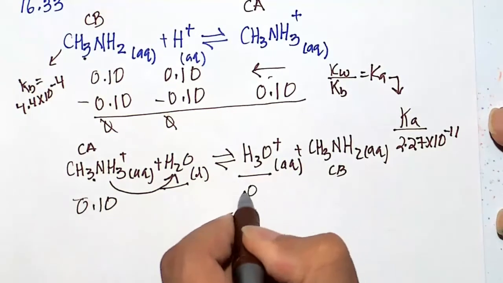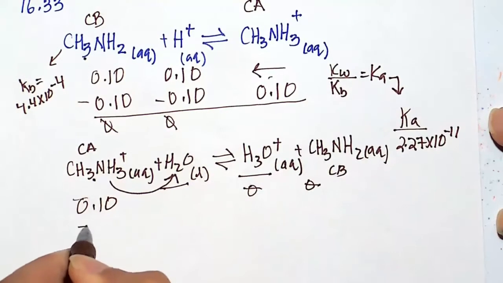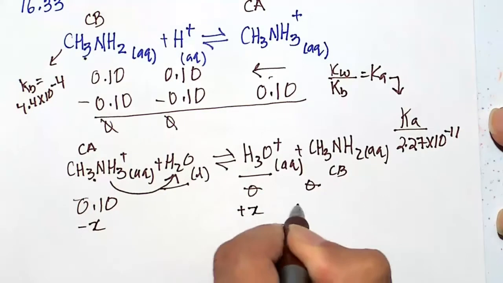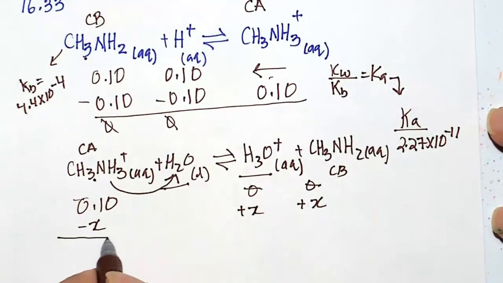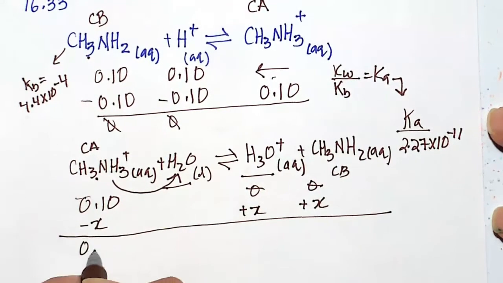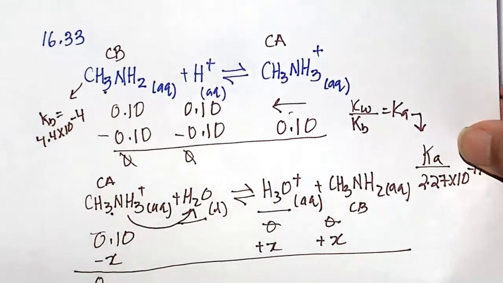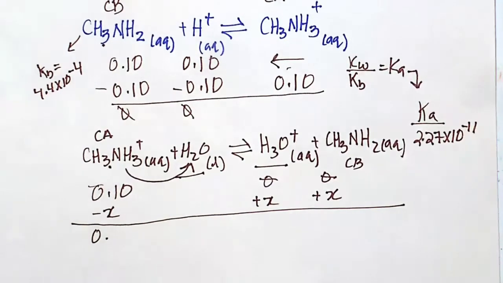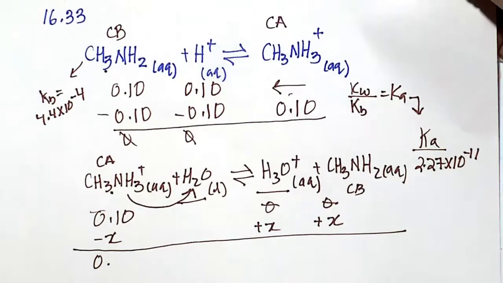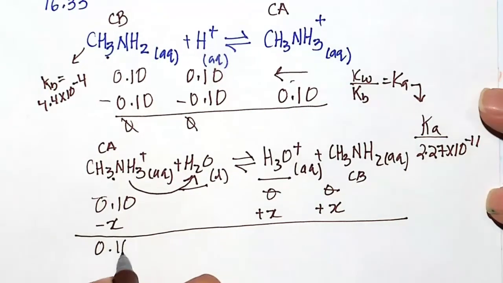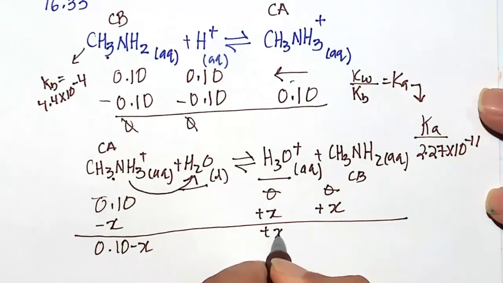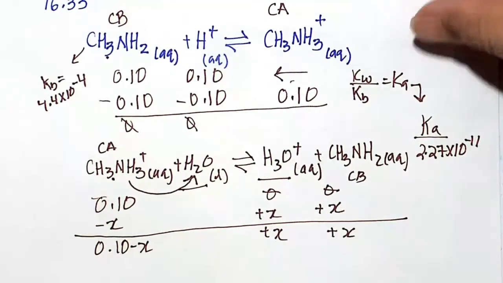Now we'll do our ICE table: 0.1, 0, and 0. And it's going to be minus x, plus x, plus x for our ICE table. And at equilibrium, the methylammonium of the back reaction, because remember, at the equivalence point, all of the acid ate up all of the base, so we're using the back reaction: 0.10 minus x, and this will be plus x, and that will be plus x.